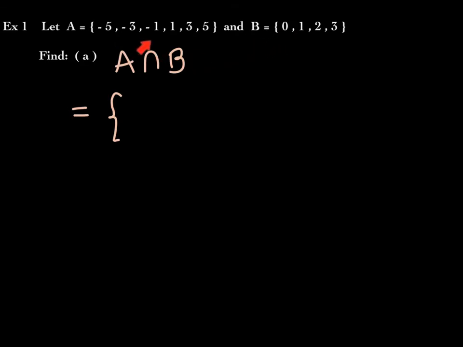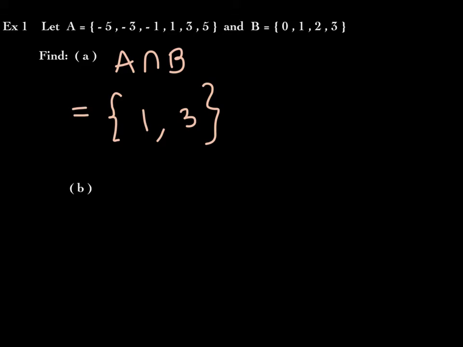Neither does -1. But the element 1 makes it into the intersection because it's in set A and it's in set B. So I'm going to add the number 1 here. The only other element that's in both set A and set B is 3. So this is the intersection of those two sets.